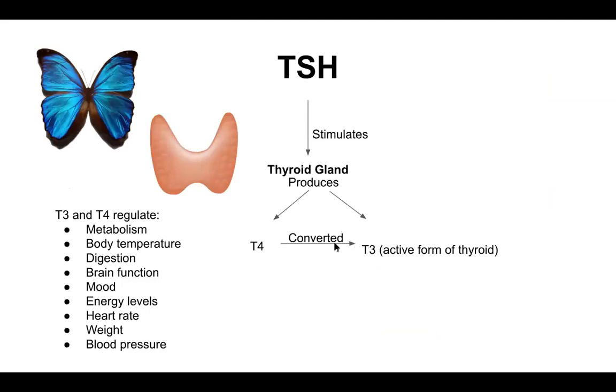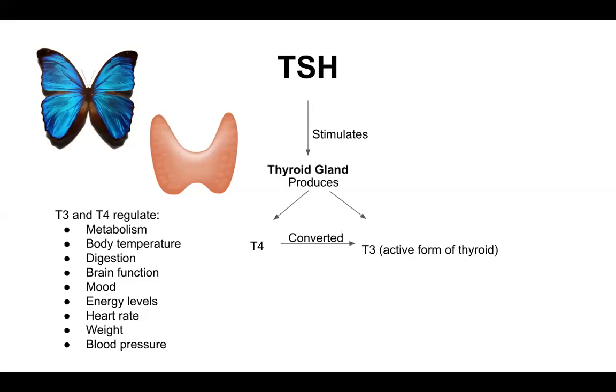And then here is a little picture. The thyroid is called the butterfly gland. It has the shape of a butterfly. And the way the thyroid hormone is made by the thyroid gland is that the hypothalamus stimulates the pituitary gland to put out TSH, which stimulates the thyroid gland to produce T4 and T3. Now, T3 is your more active form of thyroid and is also converted in the liver.